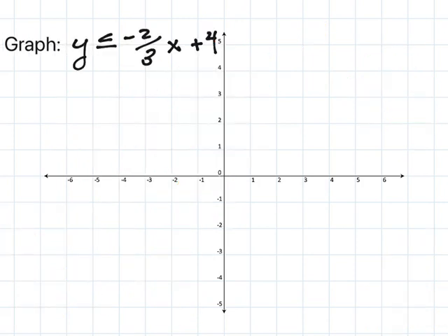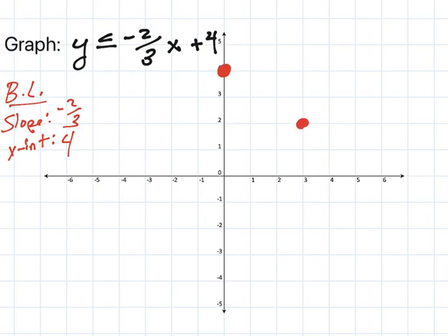Let's do one more. I have y is less than or equal to negative 2/3 x plus 4. Again, we start with our boundary line. So I have a slope of negative 2/3, y-intercept of 4. There's my y-intercept. Slope, down 2 over 3. Do I have a solid or a dotted line?